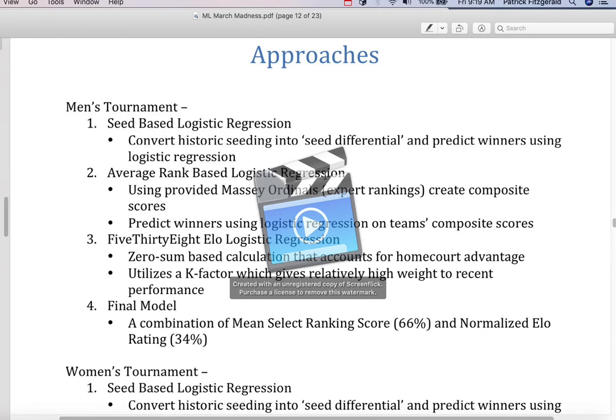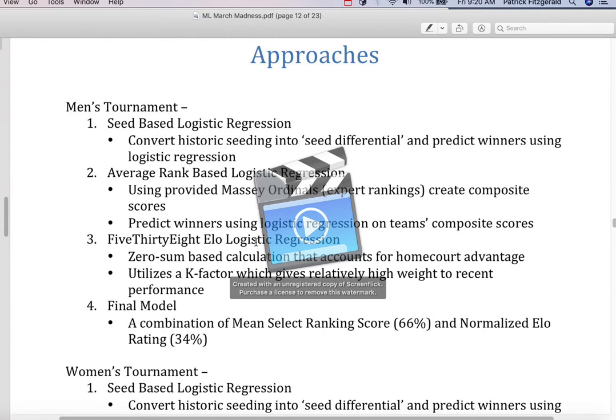Average rank-based logistic regression using provided Massey ordinals. These are expert rankings. Create composite scores based on the final day of the season, so right before the tournament, use those Massey ordinals, those rankings, and then you predict those winners based on logistic regression for the teams' composite scores.